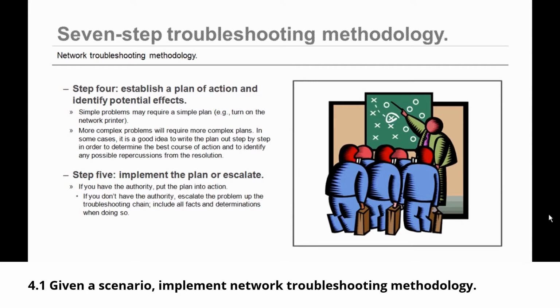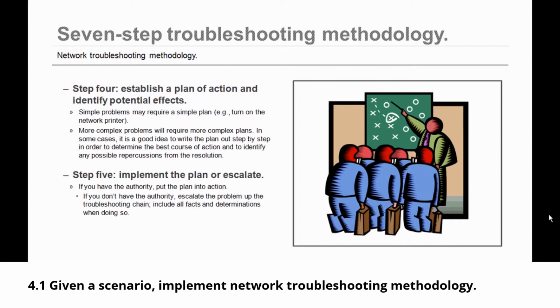Establish a plan of action and identify potential effects. Simple problems may require a simple plan, as in, if the network printer doesn't work and the probable cause is that it's not turned on, turn on the network printer. More complex problems will require more complex plans. In some cases, it is a good idea to write the plan out step by step in order to determine the best course of action and to identify any possible repercussions that the resolution to the problem may introduce into the network. Step 5 is to implement the plan or to escalate the problem.